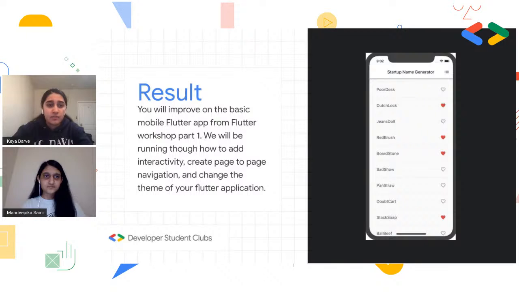At the end of this workshop, we would be improving on the basic mobile Flutter app from part one. We'll be running through how to add interactivity, create page-to-page navigation, and change the theme of your Flutter application. I'll hand it over to Mandipika now, who will go through the overview of this Flutter workshop.